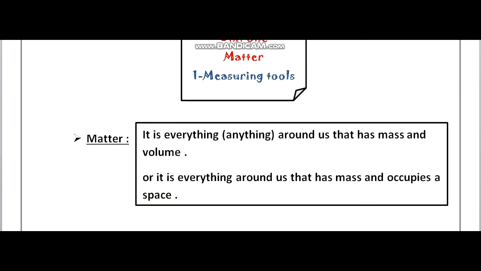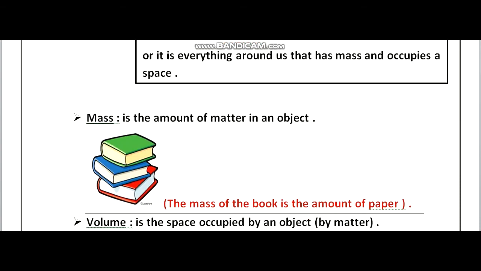Now, let's learn the meaning of mass and volume. Mass is the amount of matter in an object. What does this mean? Look at this picture. You can see books. The amount of paper inside the book is called the mass of the book. So, mass is the amount of matter in an object.